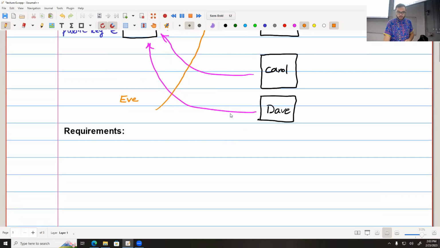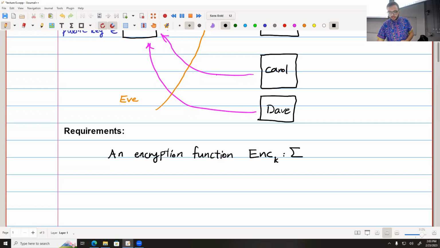So let's just go over the requirements really fast. So what do I need? I need to have two functions, just as before. I need to have an encryption function, and I need to have a decryption function. So I will have an encryption function. And as before, let me just call it ENC for encryption. It takes some key K, and given that key, it maps strings to strings. So basically, it takes a message and it encrypts it.